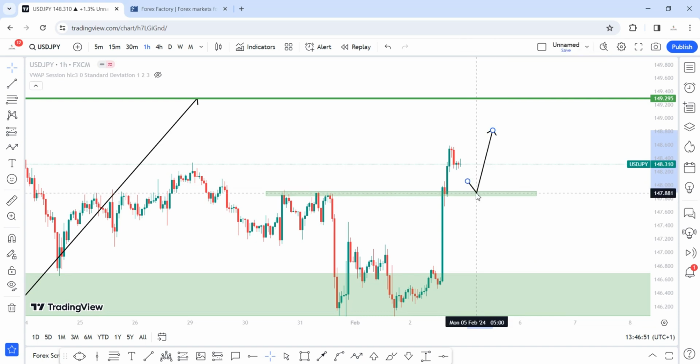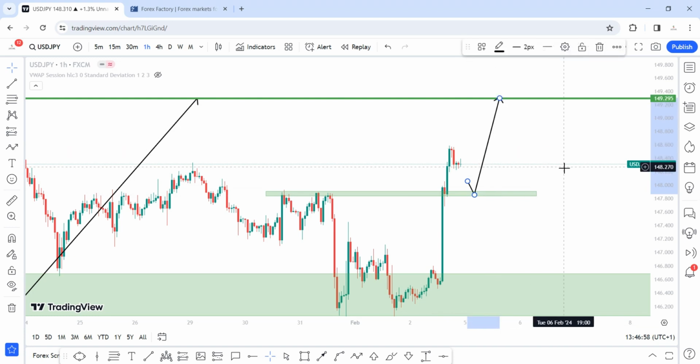So if price pulls back into here and I see my entry strategy play out, then I'm going to be buying until we come into 149.295. So for the early part of next week, I'll be expecting a bearish to bullish scenario, but for the best part of next week, I'm expecting USDJPY to be bullish.